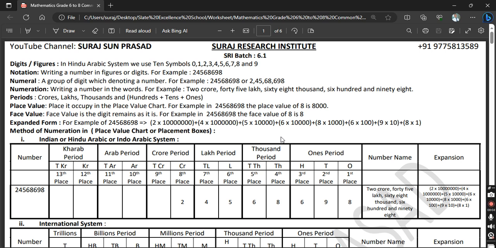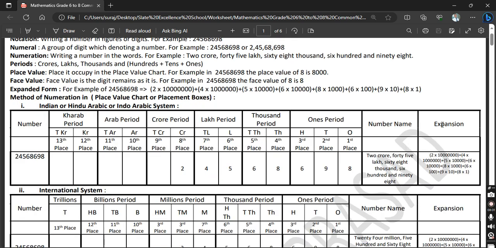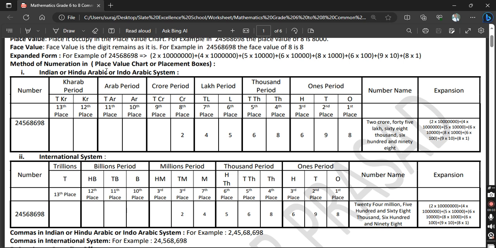The periods are going to change. In the international format we use millions and billions. Also, we know that in geography, economics, or any census data that we get, it will be written in terms of millions and billions. So it is very important for us to remember all these types of numeration. As per mathematics, there are two types of numeration that can be written all over the world. The first one is the Indian or Hindu-Arabic.